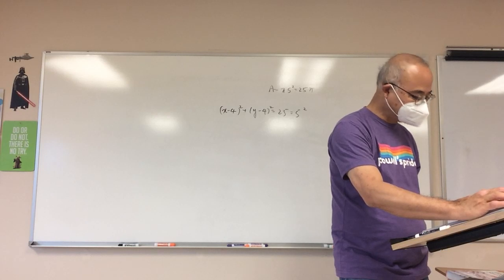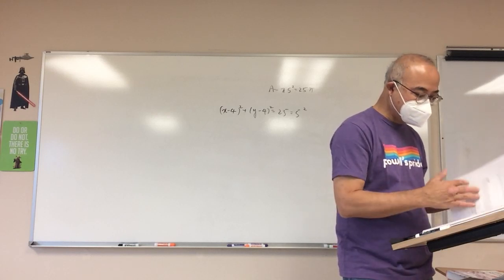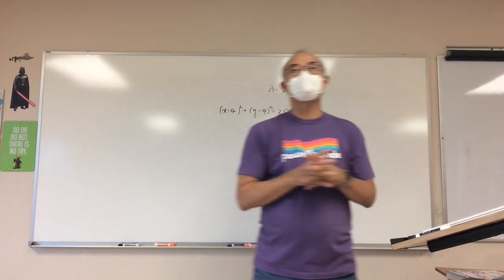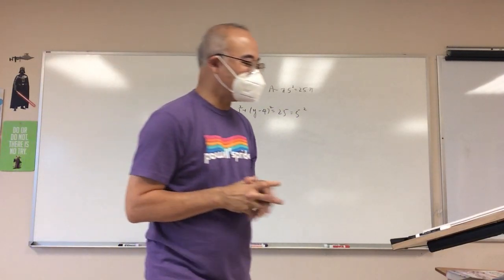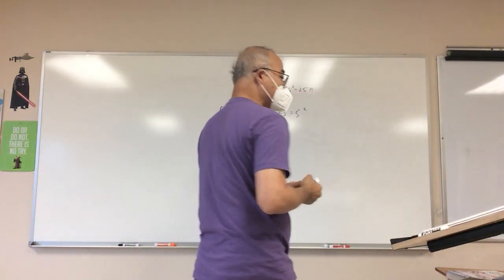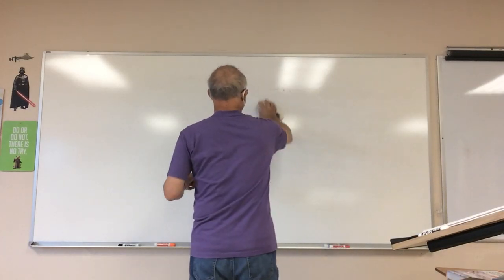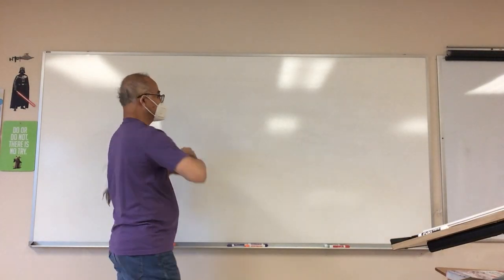What other kind of quadrilaterals are there? Rhombus. What else? Parallelogram, right? The trapezoid. What makes the parallelogram particular? It has 2 sets of parallel sides.